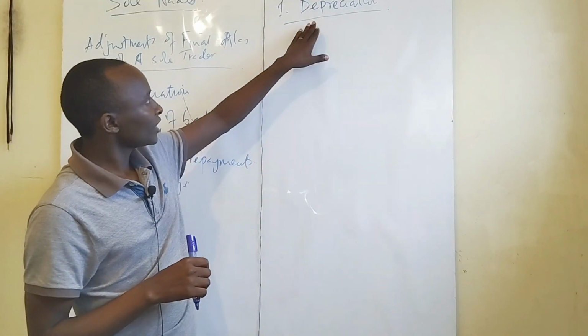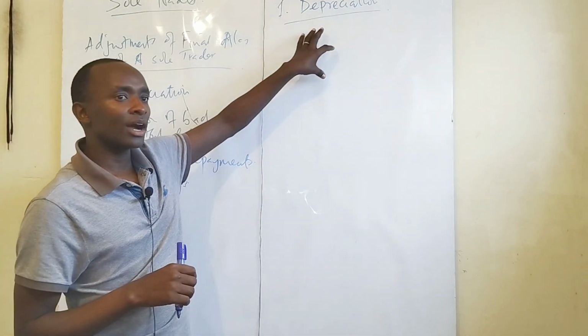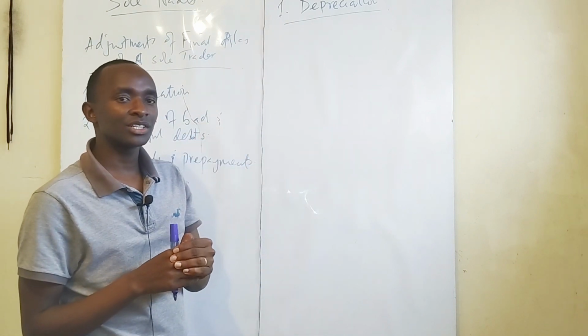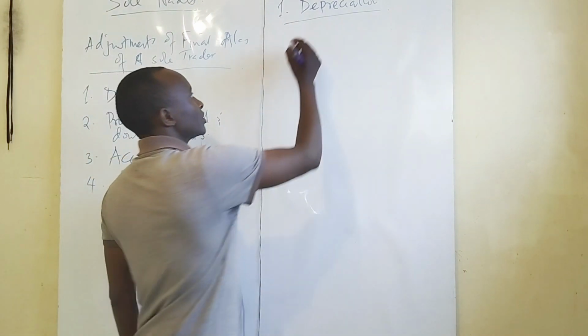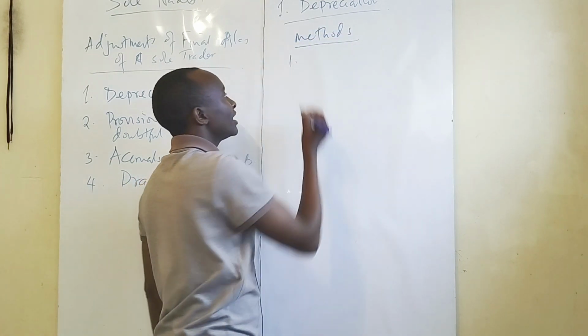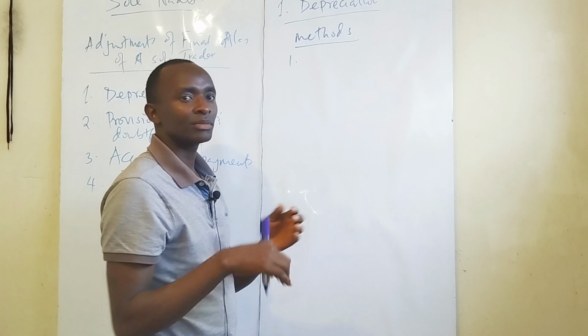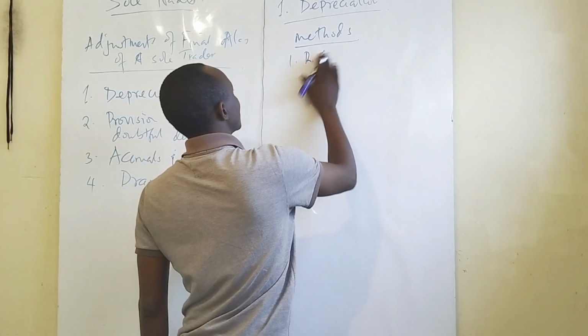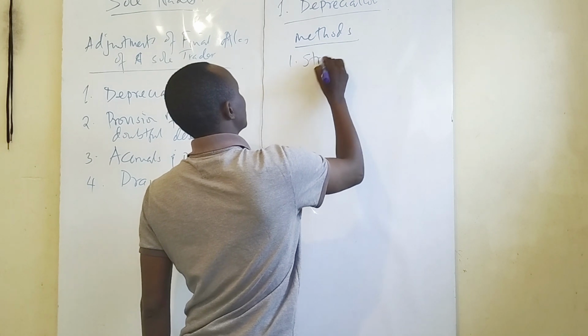So depreciation has quite a number of methods. The depreciation methods, there are several. But the normal ones that are normally examined are: number one, the reducing balance method. Let's start with the straight line method.